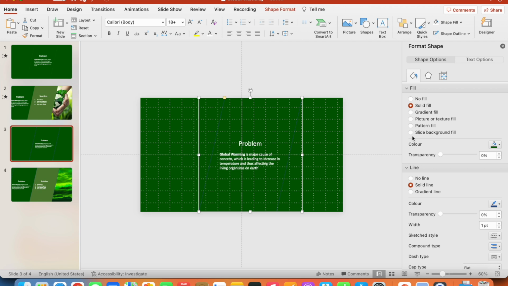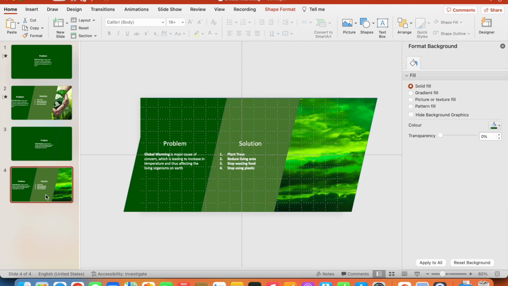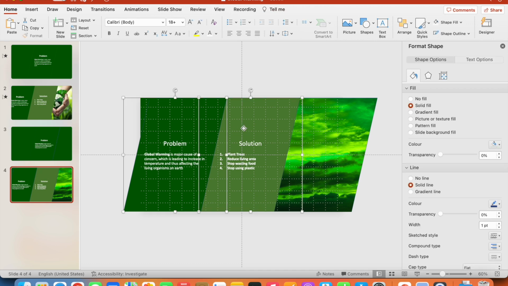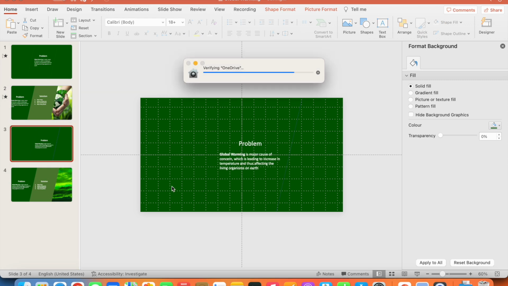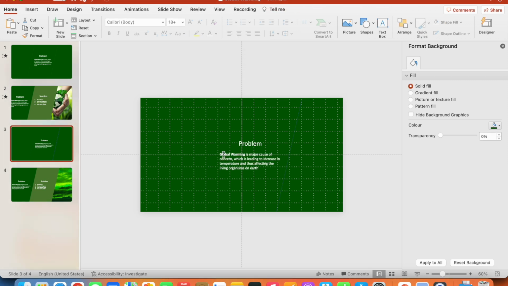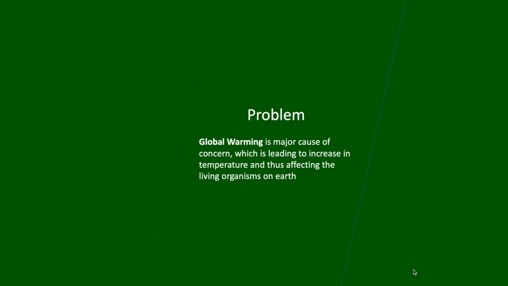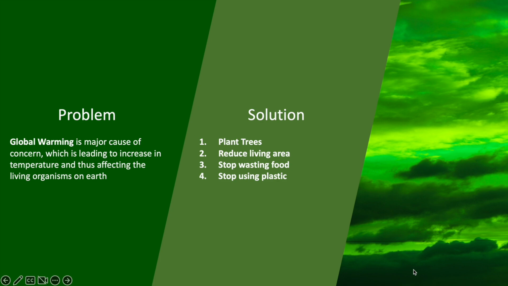Before going there, just go into the object and choose No Outline. All the objects should have no outlines, so I'm removing the outlines so that it doesn't cause any issue. Now we'll check it out once more.